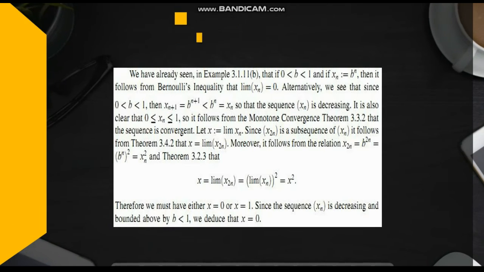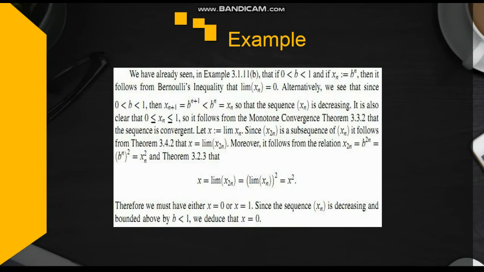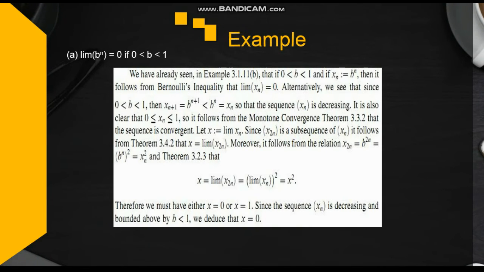Next, for example, (a) lim p^n = 0 if 0 < p < 1. The solution: we have already seen in example 3.1.11b that if 0 < b < 1 and if x_n = b^n, then it follows from Bernoulli's inequality that lim x_n = 0.